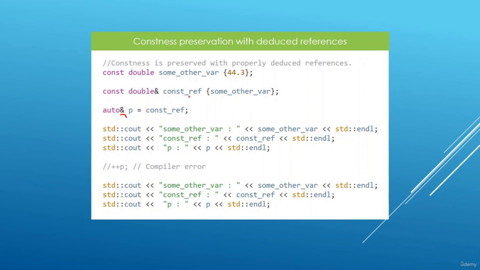Another thing I want you to know is that reference auto-type deduction is going to conserve the constness of our reference here. This is a const reference, so this is going to also be deduced to be a const reference. And we can't go through p here to modify the original variable.